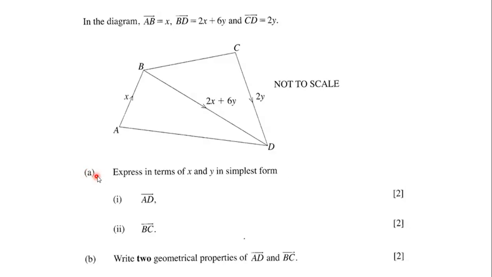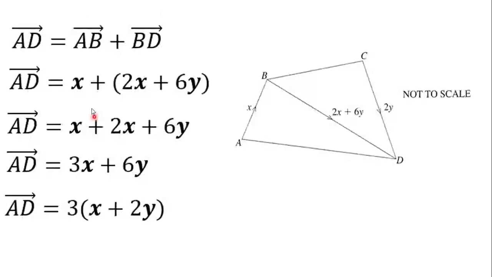Let us answer first question A-I. For A-I, they want us to determine what is AD. Now, what does AD mean? AD means we're going to start at A and then we're going to end at D. So how can we get to D starting from A? We can move from A to B, and that's why we have AB here, and then we can move from B to D, and that's why we have BD here. So AD is going to be equal to AB plus BD.